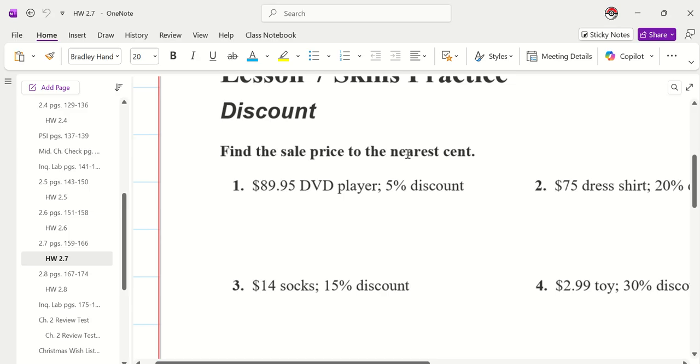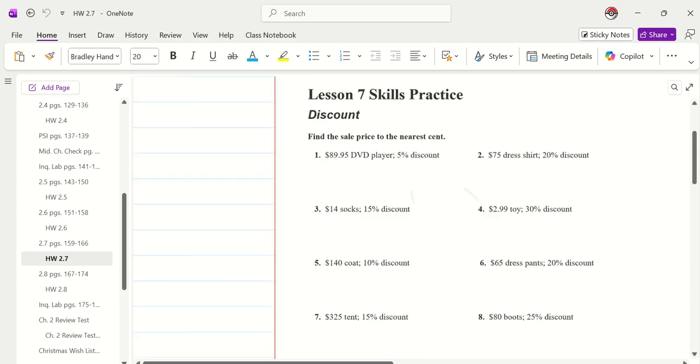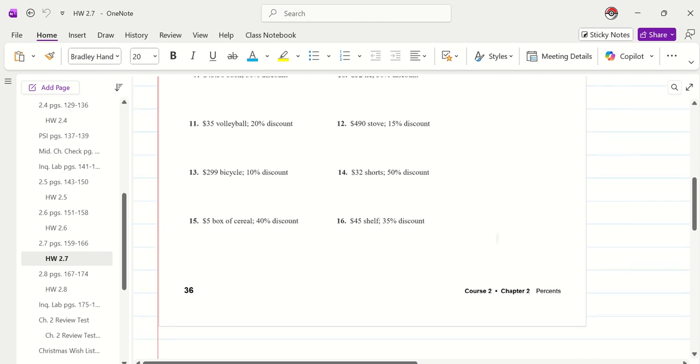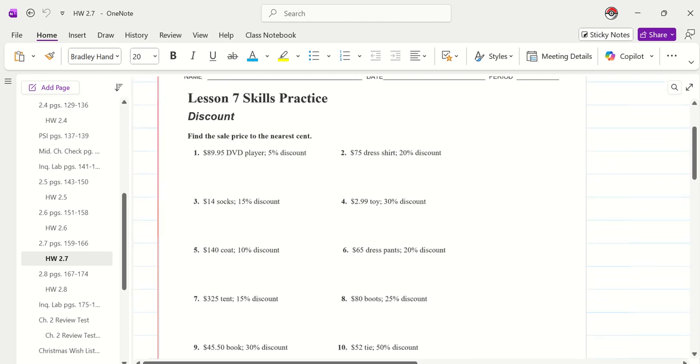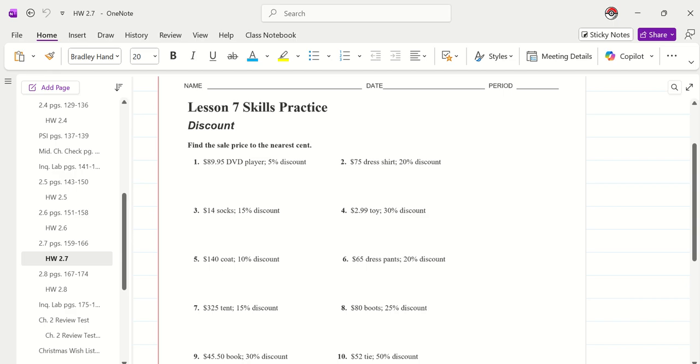Find the sale price to the nearest cent. It doesn't care how much you save. This homework just wants what you are paying when you leave. Also notice, I don't think any of them have sales tax added. So just a heads up. Just for the homework. But on your test, I will give you a question like the one we just did.